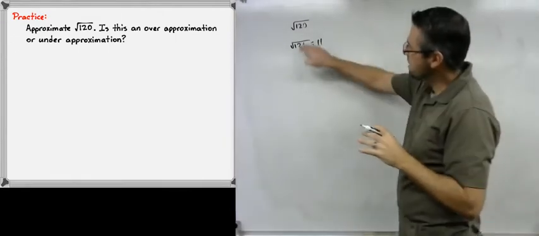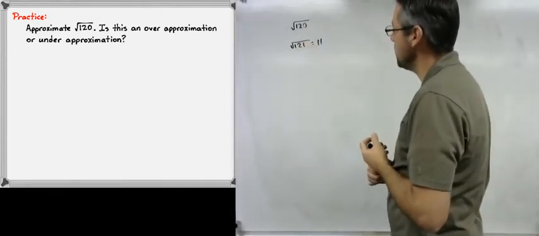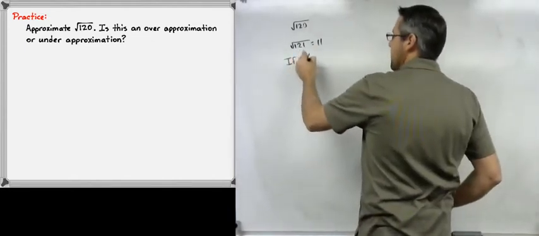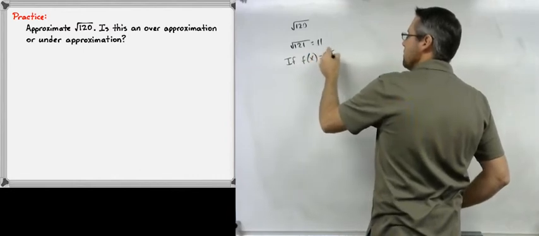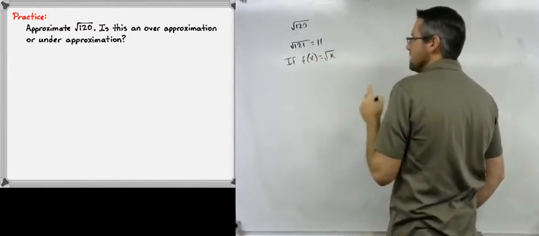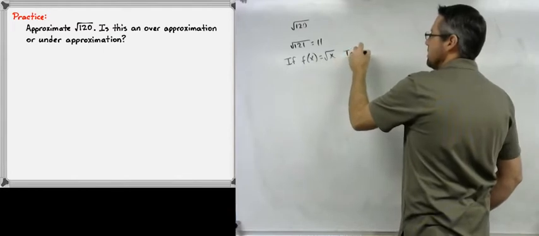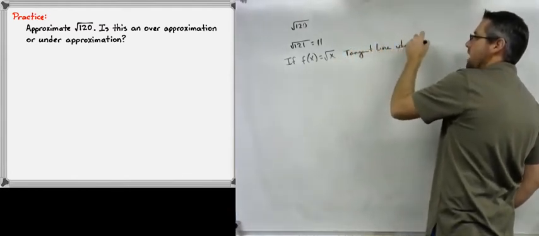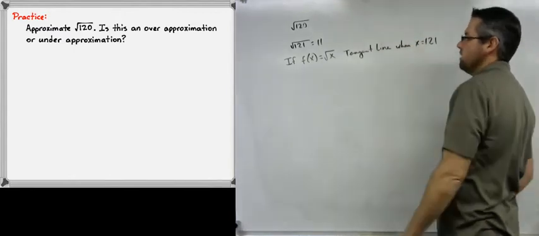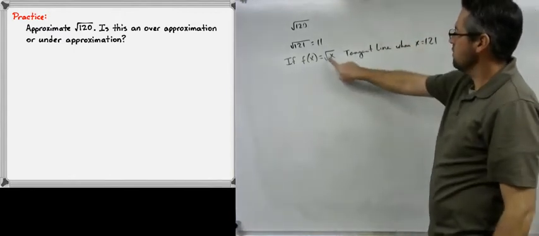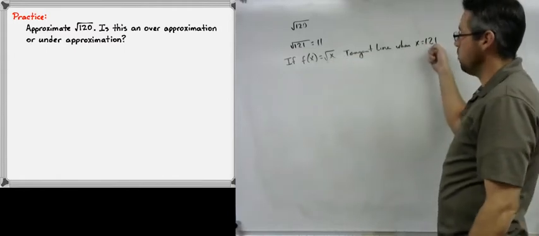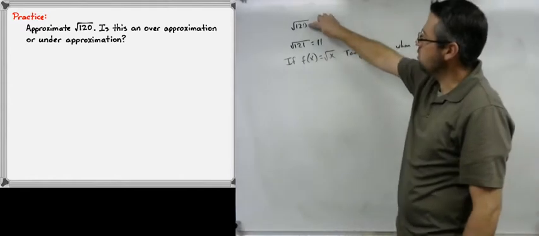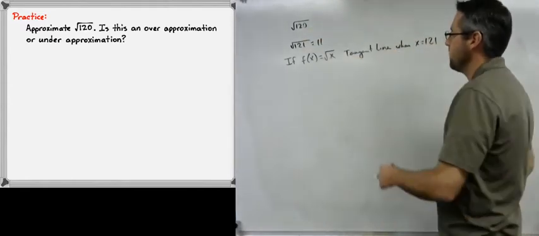That's one that's really, really close to 120. So if we say f of x is equal to the square root of x, and then we find the tangent line when x equals 121, because we can find the square root of 121, we can find the tangent line at x equals 121. And 120 is really close to 121. So let's go ahead and do this.